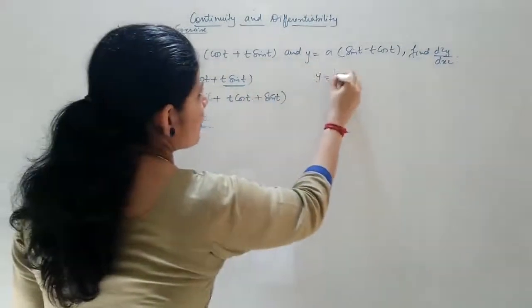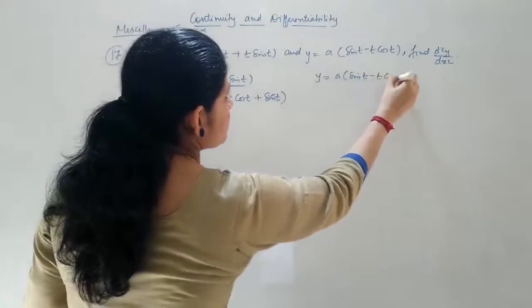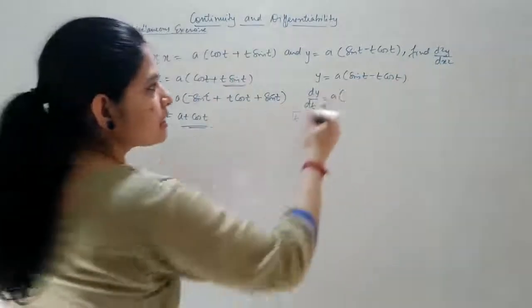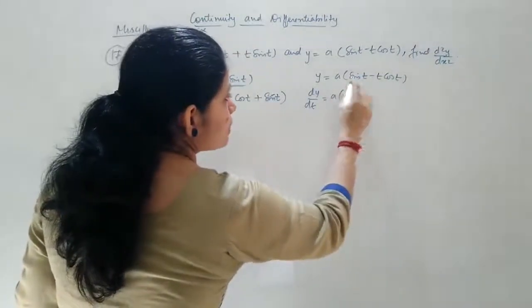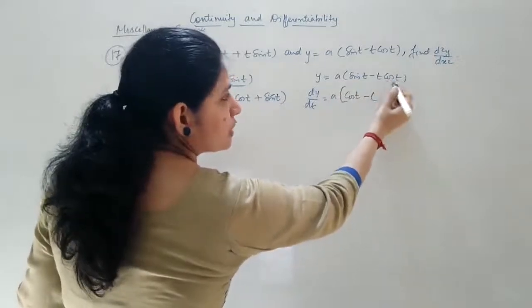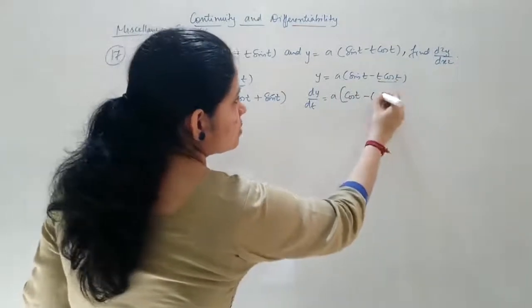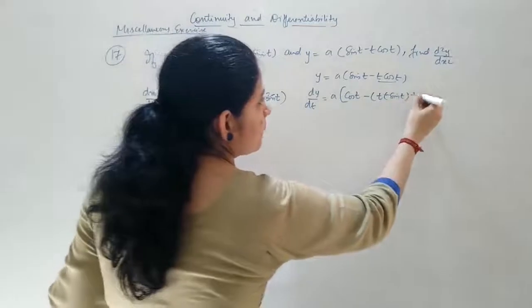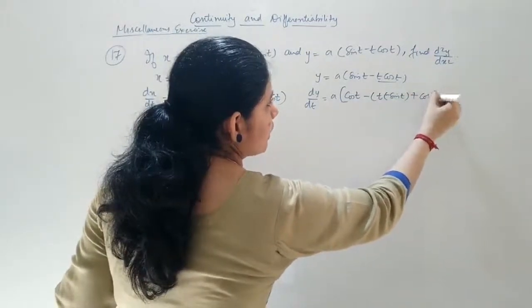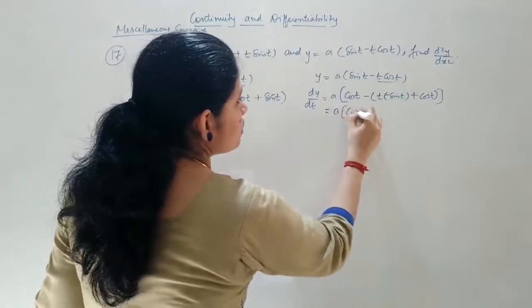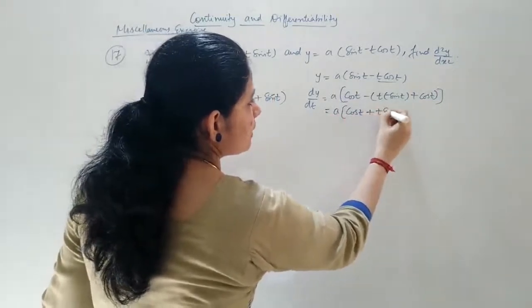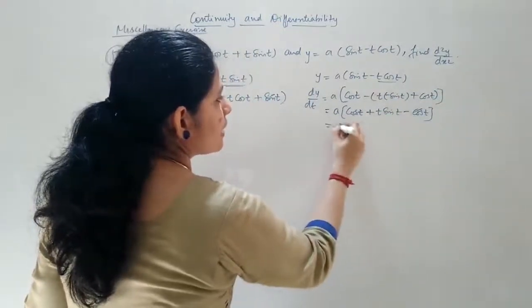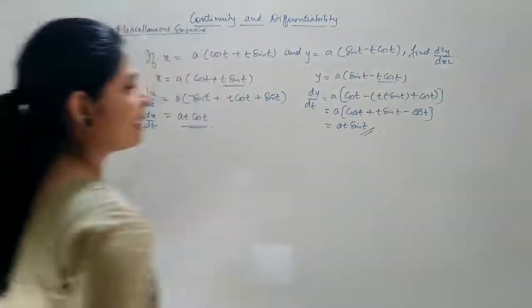Now since y is a into (sin t minus t cos t), dy by dt will be a into the derivative of sin t, which gives cos t, minus of, you just put a bracket there so that you have two terms to be differentiated here using your product rule. So t into the derivative of cos t, which is minus sin t, plus cos t into the derivative of t, which is 1. So this is a into cos t minus, this will give you plus t sin t, and this will give you negative cos t. So these two will cancel and you will get a t sin t as your dy by dt.